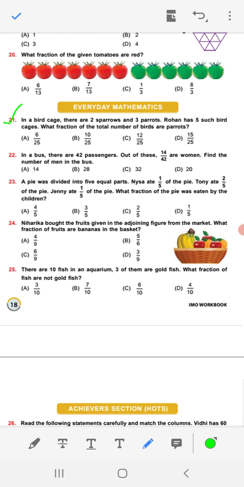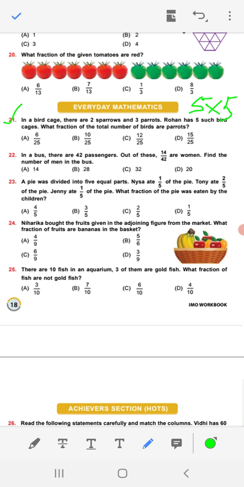Rohan has 5 such cages. One cage contains 2 sparrows and 3 parrots. That means total 5 birds in one cage, and such 5 cages Rohan has. So total 5 into 5, 25 birds Rohan has. So what fraction of the total number of birds are parrots?